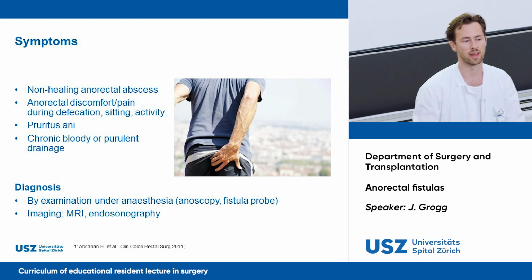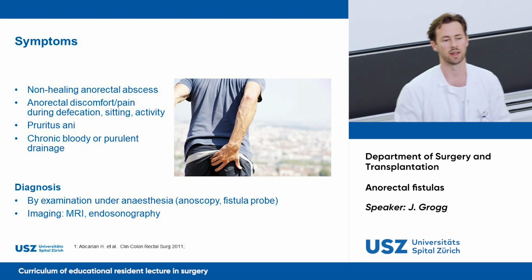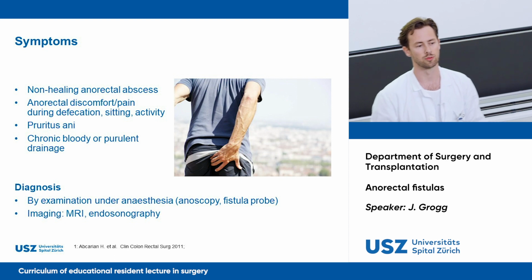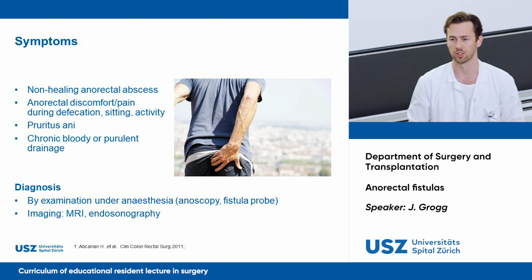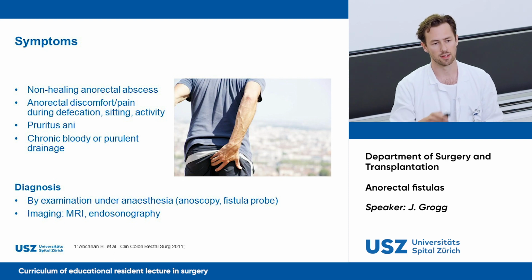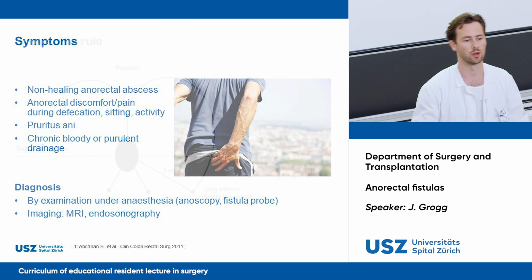Diagnosis is usually done by examination, nowadays done under anesthesia. We perform an anoscopy and the fistula tract is probed and identified. Nowadays, for the more complex fistulas, and especially in the Crohn's patient, it's very important to identify the exact fistula canal with MRI or with endosonography.